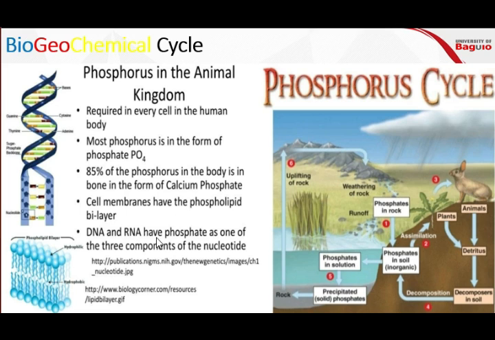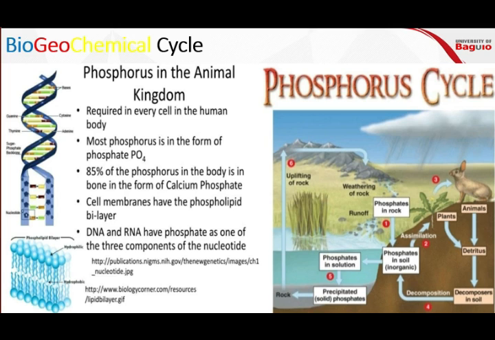Okay, and cell membranes have the phospholipid bilayer. DNA and RNA have phosphate as one of the three components of the nucleotide. So again, it is very essential when you talk about DNA and RNA, because we are going to talk about genetic characteristics, and it strengthens and even sustains the health of our genes. And when we talk about DNA and RNA, even the structure and the normal function of the DNA and RNA depend on this phosphate.